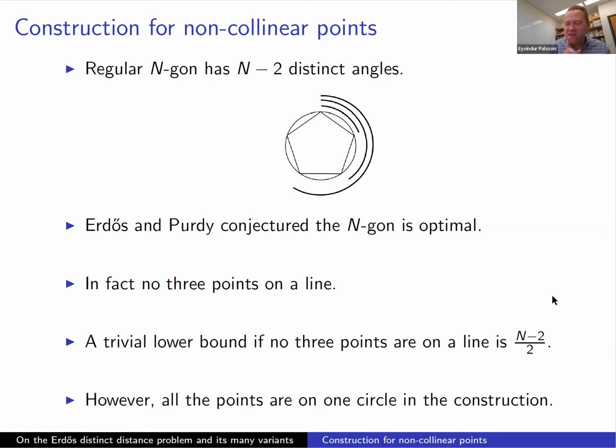But I feel like this is still a little bit cheating, because with the regular n-gon, all the points lie on a circle, which is somewhat one-dimensional. Okay, so you might go, okay, this was still fairly trivial. What if you insist on them not all being on the same circle?